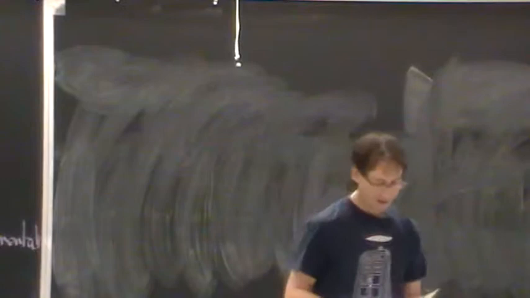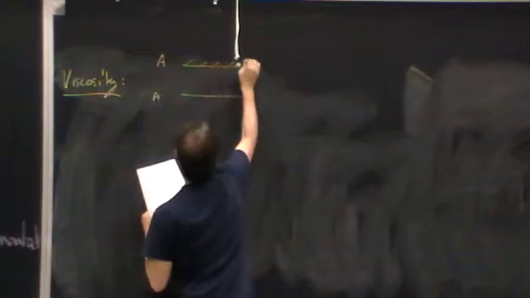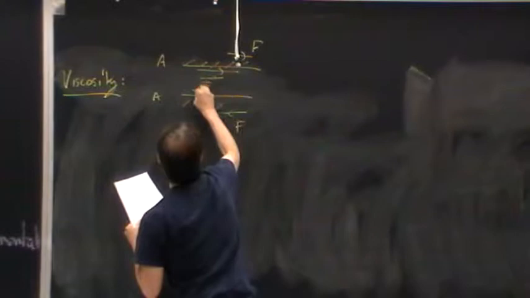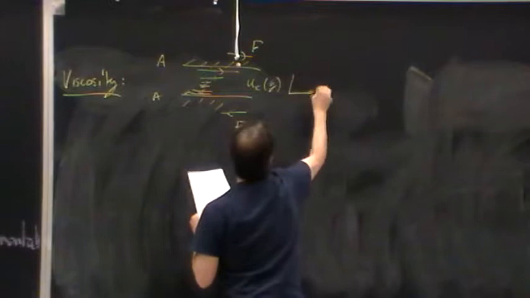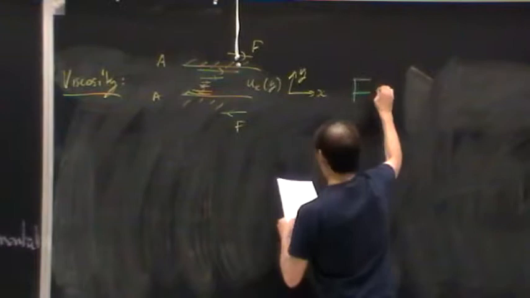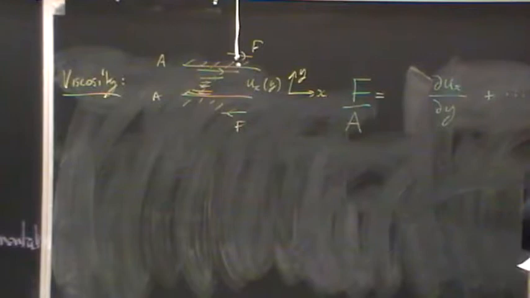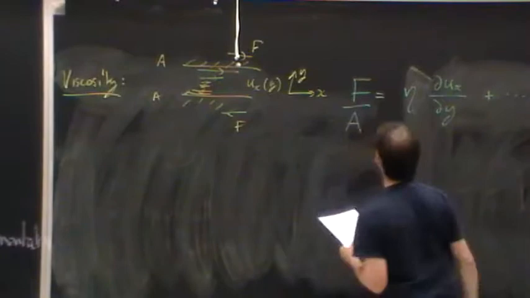Okay, so let's remember what viscosity is. What we mean by viscosity is the following. We take some plates of cross-sectional area A. We shear the system like this, with some force F, and we create some kind of velocity gradient. So I have u in the x direction as a function of y, so there's x and there's y, and then we define that F is proportional to du_x/dy, normalized by the area. Of course it's proportional to higher order terms, but we're going to work within the regime of linear response theory, and we're going to call the constant of proportionality here the shear viscosity.